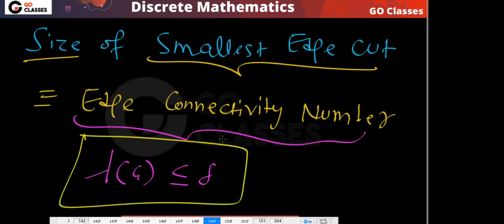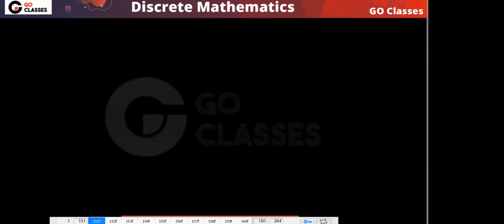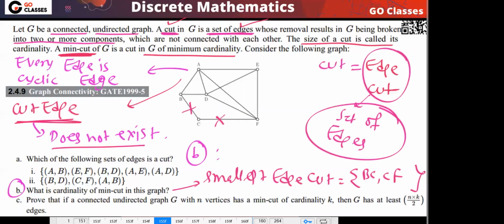Anyway, the edge connectivity number symbol is lambda. Lambda is less than or equal to delta. This we know. Now let's come back to this question. For this graph, what is the lambda? That is actually 2. Your edge connectivity number is 2, because this is the smallest edge cut.